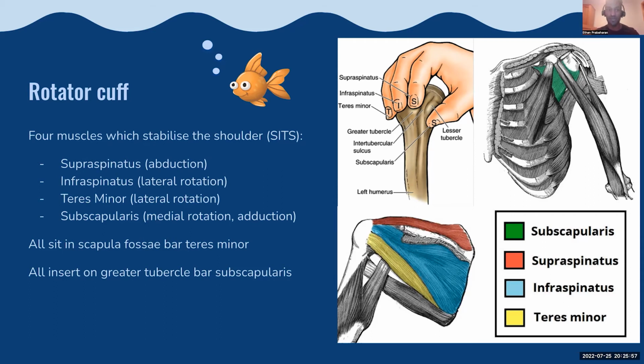Contrary to that, subscapularis is located anteriorly to the scapula and inserts on the lesser tubercle, which is also located anteriorly. So when that contracts, your shoulder is going to be rotated medially, or inwards, and your shoulder can also be brought inwards in a movement which is adduction. I think all of that's worthwhile knowing because you're going to be examining the rotator cuff quite a bit.